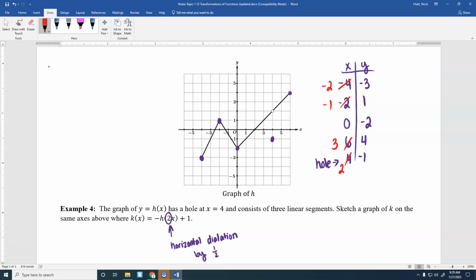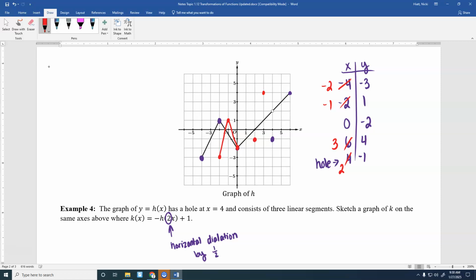So if we graph these points, -2, -3 would be here. -1, 1 would be here. So this piece of the graph will look like this. We've got 0, -2. That point does not move, and the points on the y-axis won't move. We've got 3, 4 right here. And then we've got the point 2, -1 would be right here.